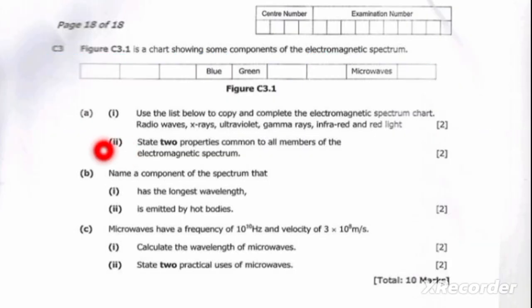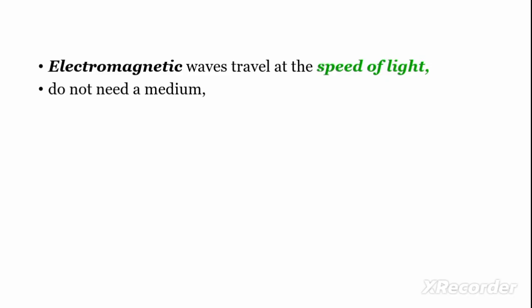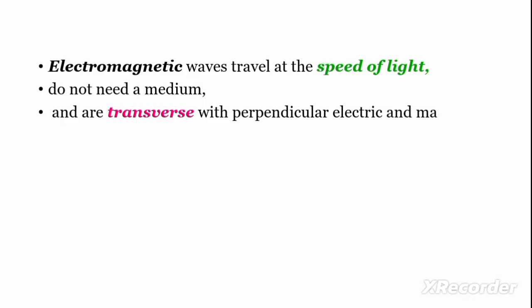We move to the next question, which is question A, Roman numeral 2. State 2 properties common to all members of the electromagnetic spectrum. The question is carrying 2 marks. Okay, so electromagnetic waves travel at the speed of light. So they do not need a medium for them to travel. They can travel through space or through vacuum. And they are transverse waves in nature.